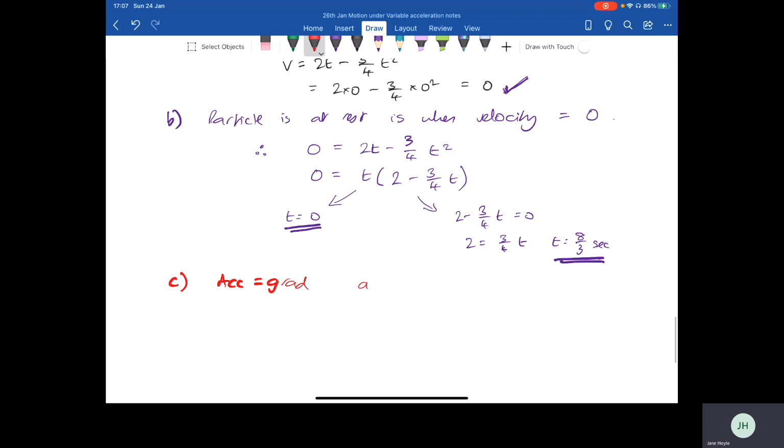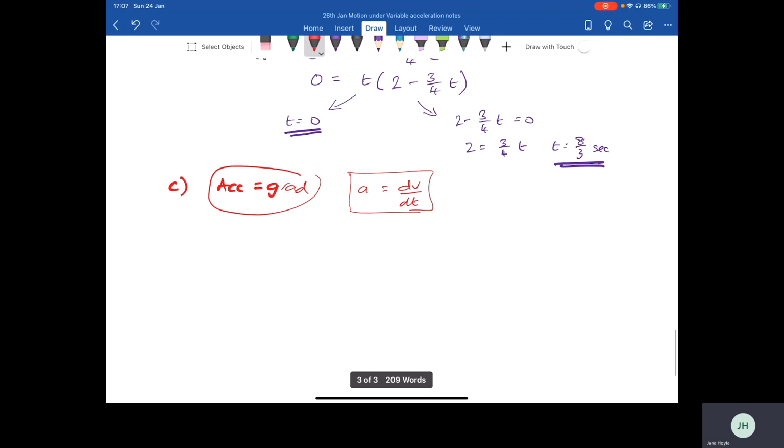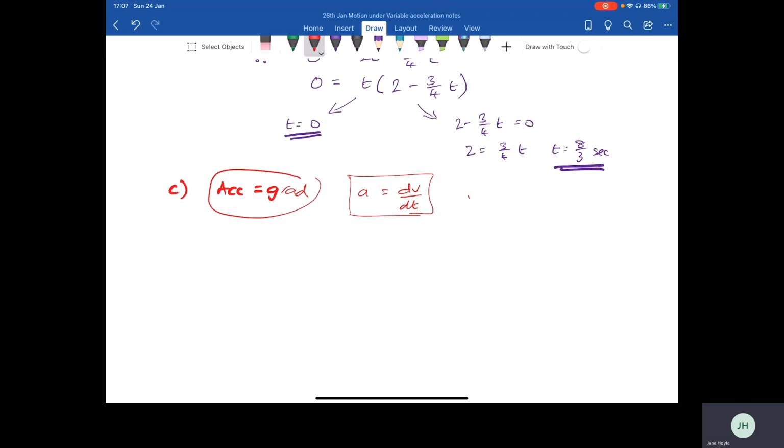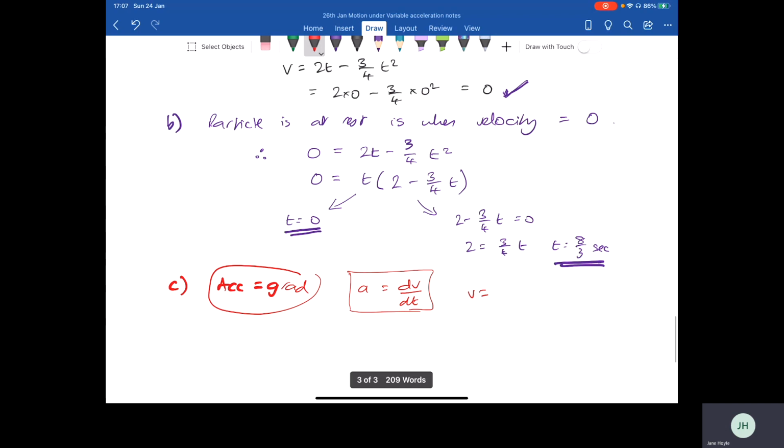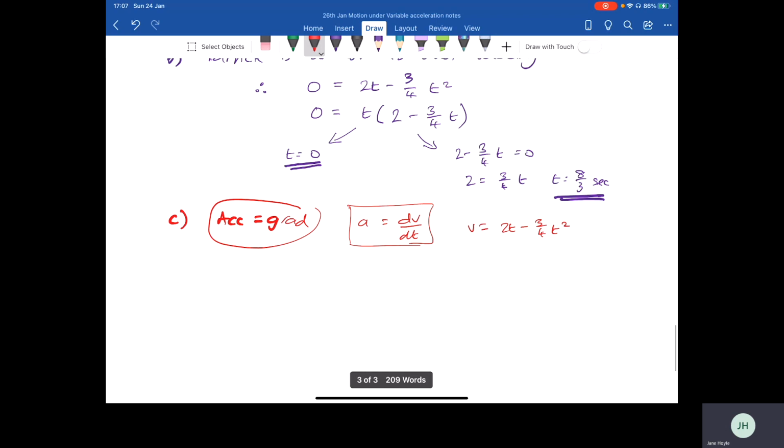So that means that acceleration is equal to dv/dt. Okay, so that's how some of you might want to remember it. Of course, you can just think of acceleration as a rate of change of velocity, or remember the diagram with the arrows. So my velocity, let's just write down the equation because it's got a bit lost beyond everything else up there. It is 2t minus 3/4 t squared.